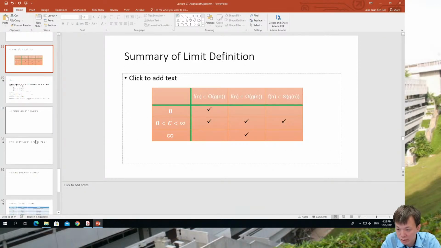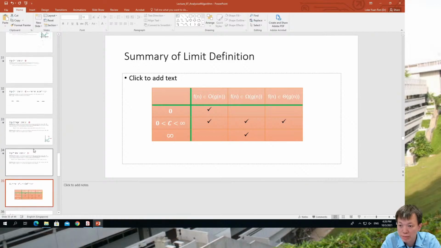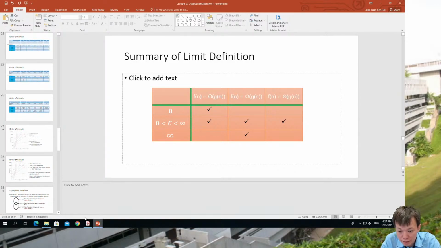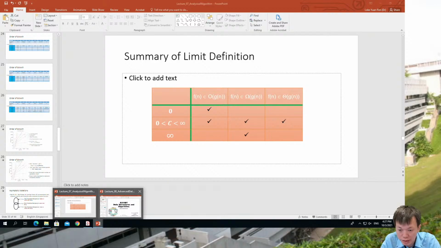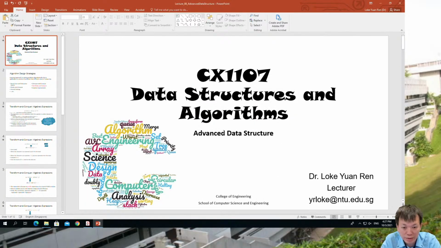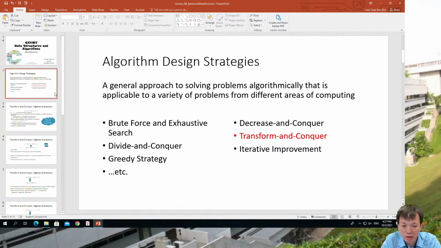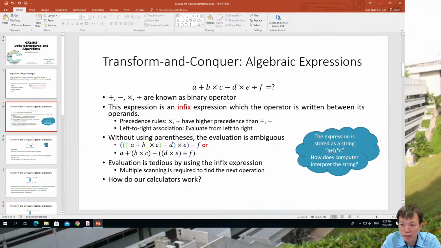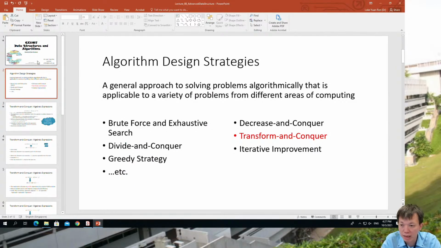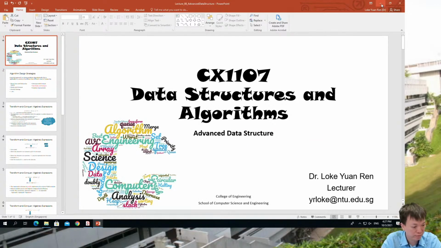Today I still have a few slides to summarize this, and then another important thing is the assignment. I will introduce just one. I think it should take about half an hour to finish this advanced data structure. It's nothing complicated, although it's called advanced. It's just one application: how the computer calculates an algebra expression by using transform and conquer. In maybe half an hour, I guess, I should be able to finish it.